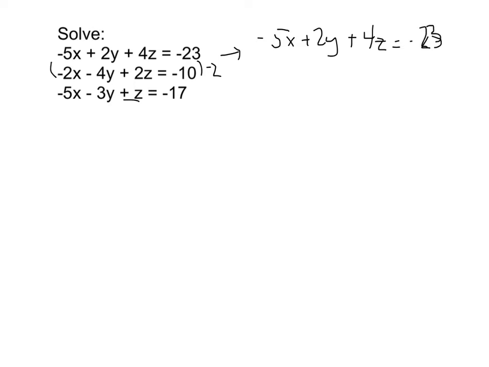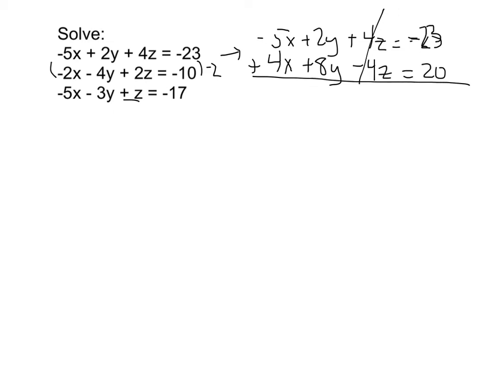And then the middle equation becomes 4x plus 8y minus 4z equals 20. I'll add them up. The z's cancel. This should be a -23. I don't want you to miss that negative sign there. So I have -x plus 10y equals -3. And I'll hold that equation for right now.